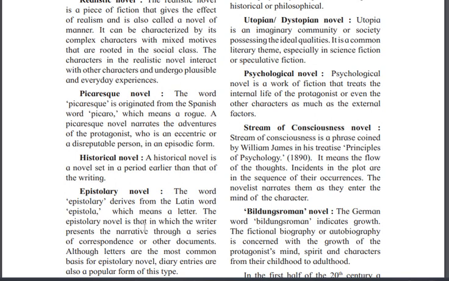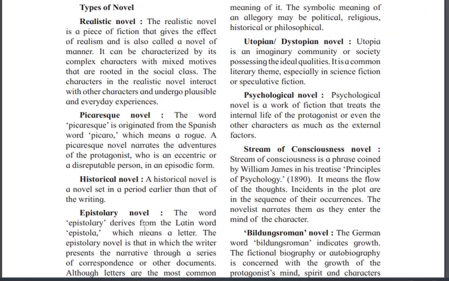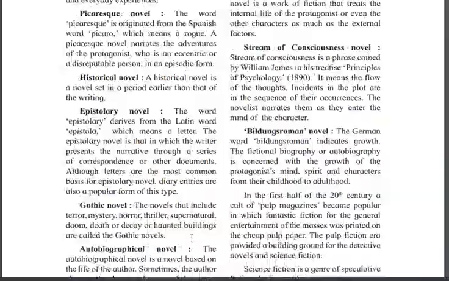When you read an epistolary novel, you will feel like a person has written a letter. Let's take an example: if I have a diary throughout my adulthood, it can become a novel. Okay, so that is the epistolary novel.